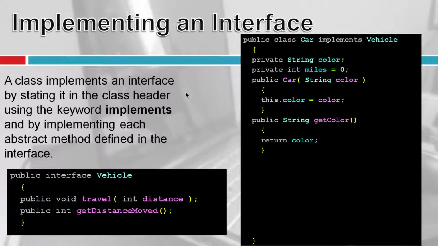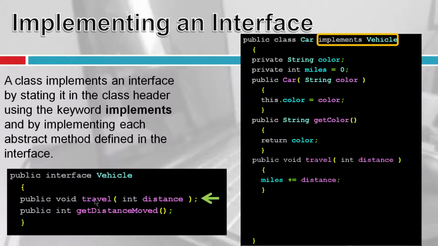A class implements an interface by stating it in the class header using the keyword implements, and by implementing each abstract method defined in the interface. So what do I mean by that? So here I have, using our car example, the interface that we declared earlier. And here I have a car and it implements vehicle. Now because I've told the program that I'm writing a contract with the program that I'm going to have to implement both of these functions as a vehicle. So here I see that I have to implement travel and get distance moved.